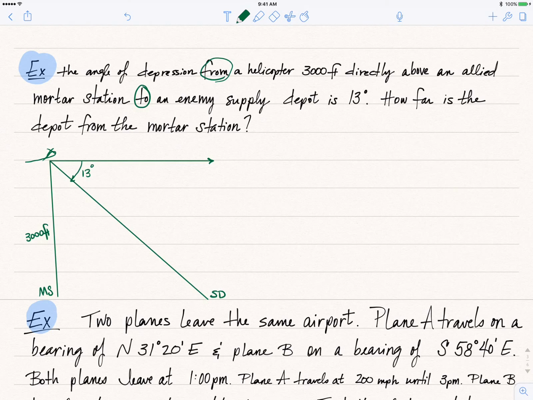Let's read the final question. How far is the depot from the mortar station? So I can go ahead then and connect the dots. This is my value of X, and this ultimately is what I'm trying to find. So that's how you draw the picture for the first one.